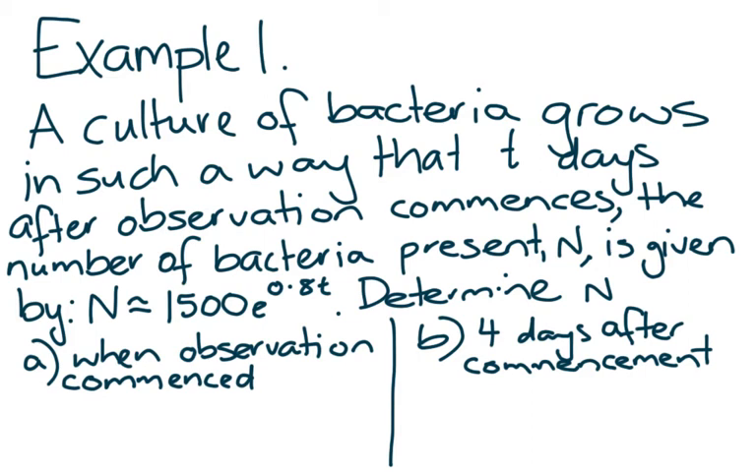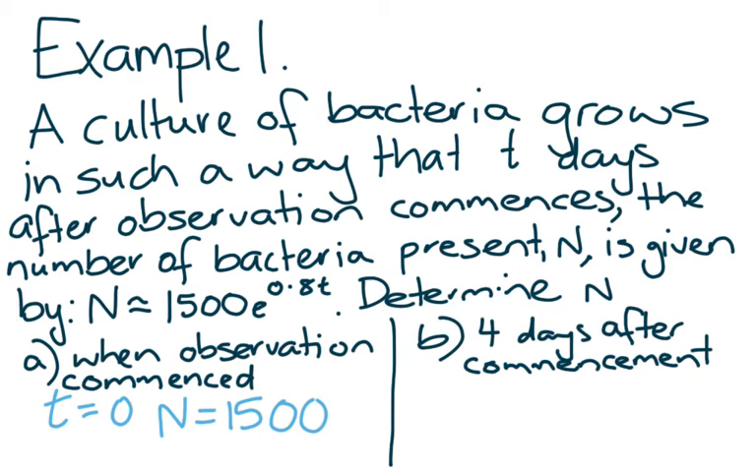We can actually work out n just from looking at the formula, because when observation commenced, that is when t equals 0. So we should know by now that anything to the power of 0 gives us 1. So we would end up with 1,500 times e to the power of 0, which is just 1,500.